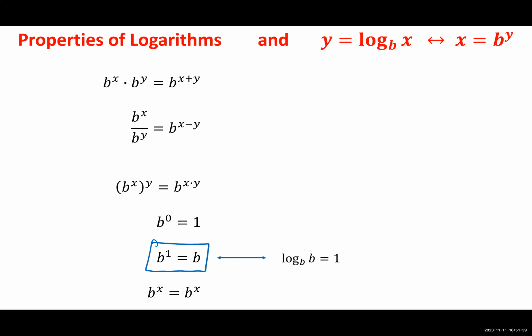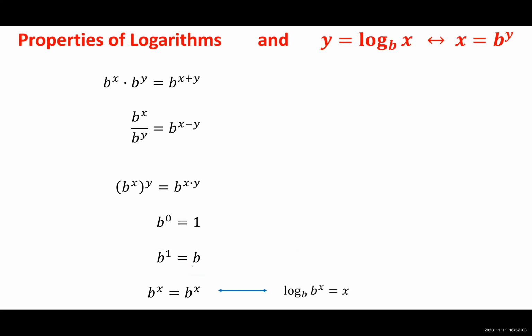So in the language of logarithms, the log base b of b, when you take the log of something where the argument and the base are the same, you get 1. And this is just a new way of saying something we already know: any number to the first power is equal to itself.